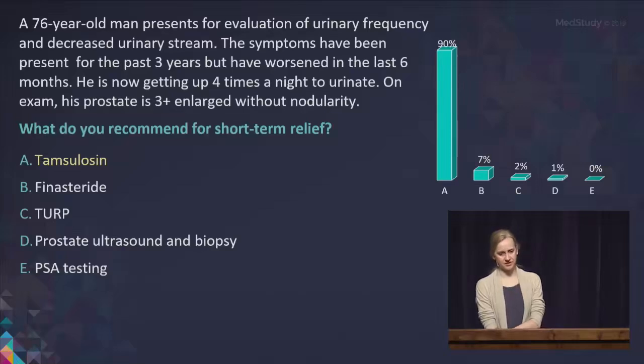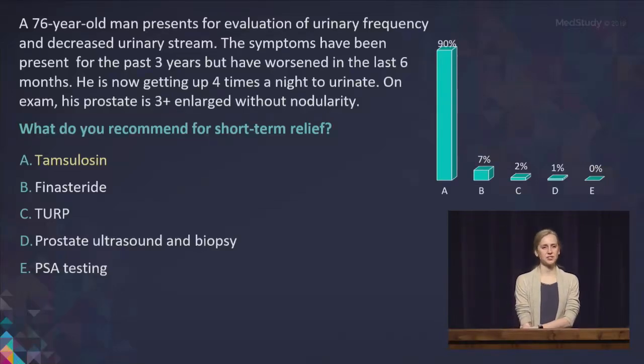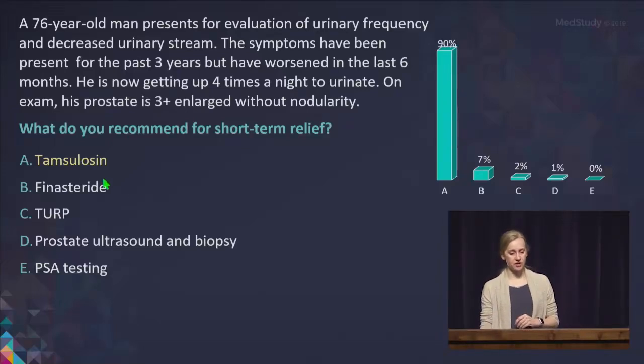Good, tamsulosin. So part of the key here is short-term relief, right? Remember, tamsulosin, because of the alpha activity, is going to cause immediate muscle relaxation and help him almost immediately. This is why we use it for people who come in with nephrolithiasis in the hospital, and it helps so substantially. Finasteride would work over the long term, right?